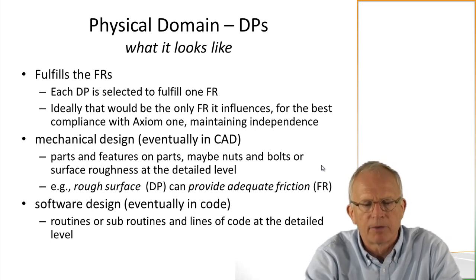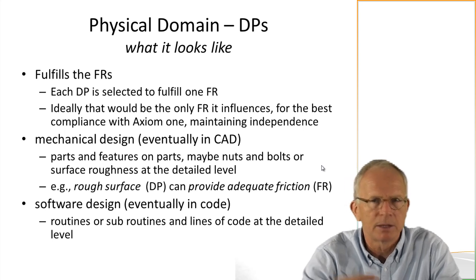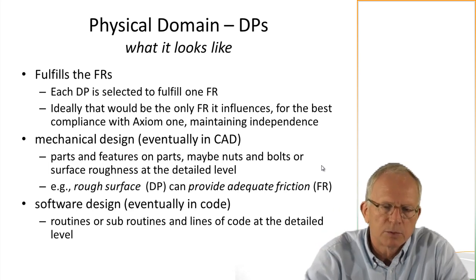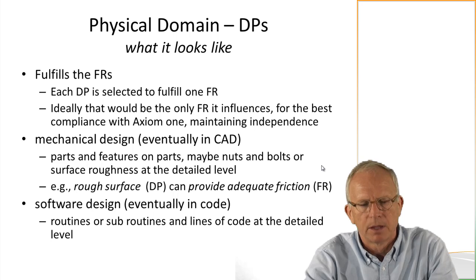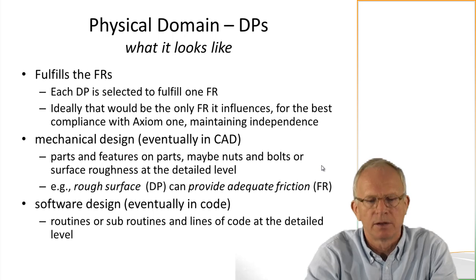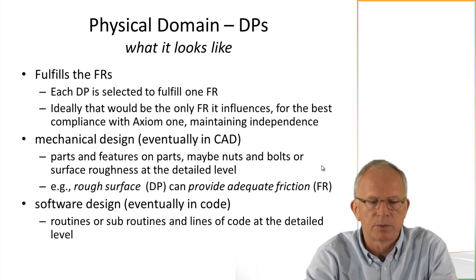So we can remember from our example about the Monitor and the Virginia, the Virginia had a rudder that was trying to control the direction of fire and control the direction of the ship. And the Virginia had no way of doing those two things independently because it had one DP that was trying to fulfill two FRs. So, as we look in the physical domain, we should be looking for one DP for each FR. And ideally, the FR that it's chosen to fulfill would be the only one that it influences, although this is not always possible. But this would be the best situation.